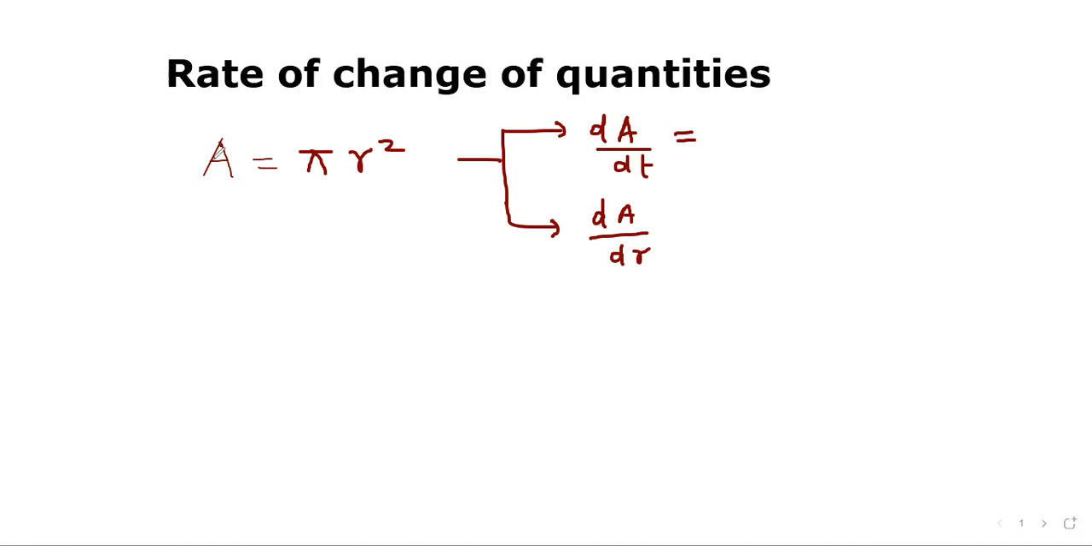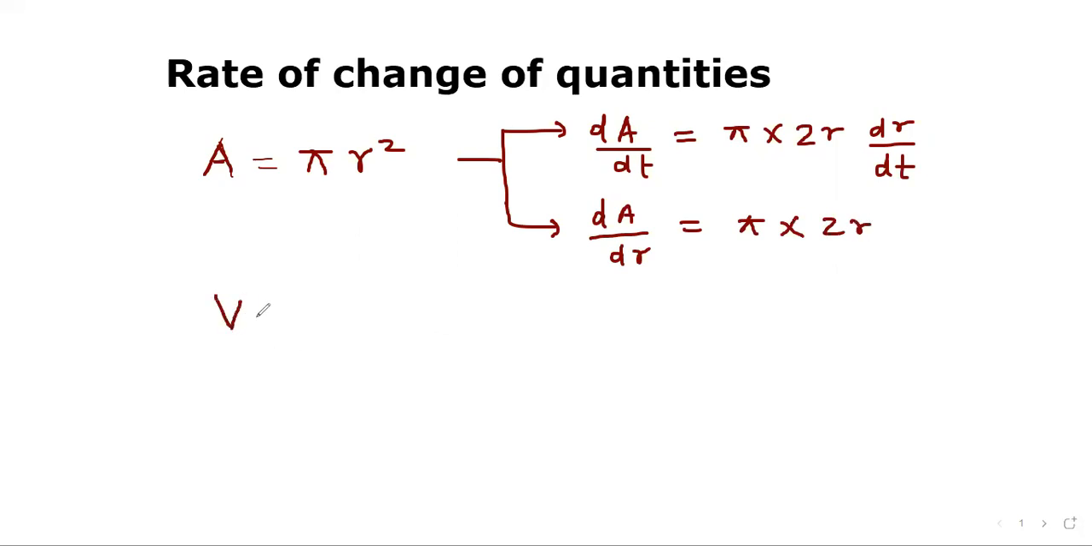So if we differentiate A with respect to t, so we write dA upon dt, then this will become pi, and r squared will become 2r. Then we have to write dr upon dt. Now we try to find the change in A with respect to radius. So in that case, we write pi into 2r. We don't have to write dr by dr.